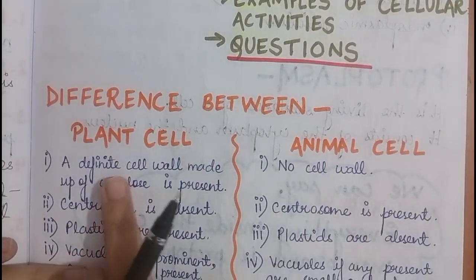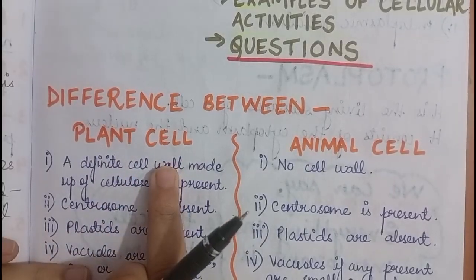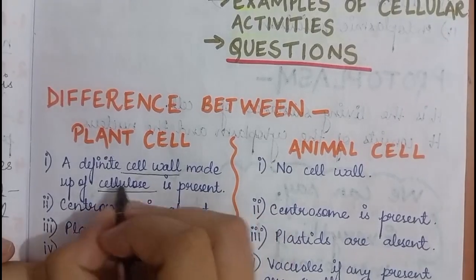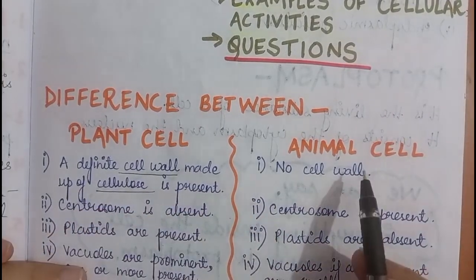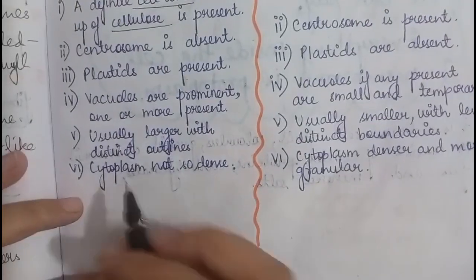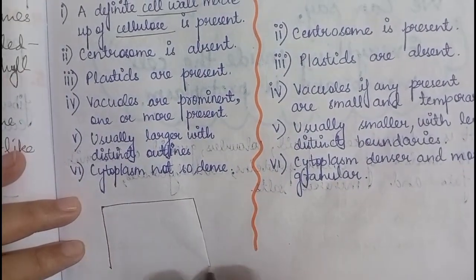We have studied this point that plant cell have a definite cell wall which is made up of cellulose, and this cellulose is a non-living thing. In animal cell, no cell wall is present. So let's draw also. These points we will draw. So this is a plant cell.